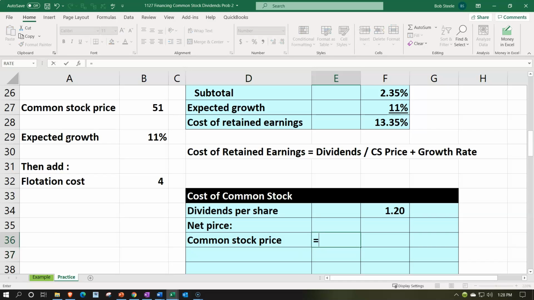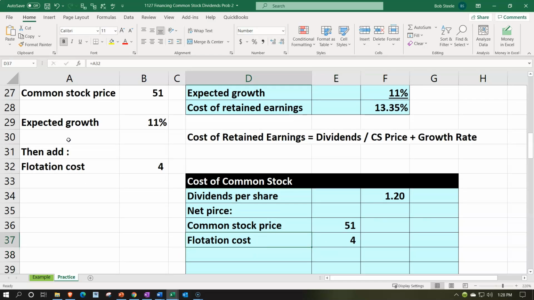And that's going to be equal to the 51. And then we've got the flotation costs, which is the one-time cost of us issuing these things. It's going to be the $4. And let's underline that. We're going to say font group and then underline. That's going to give us our net price. So I'll call it the net price, because that's what it's called.